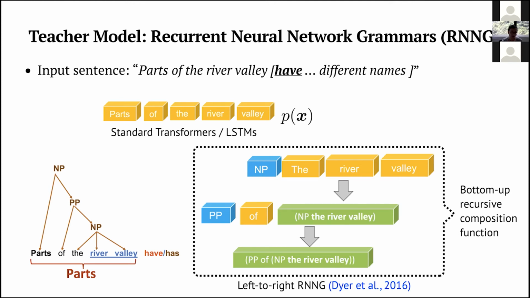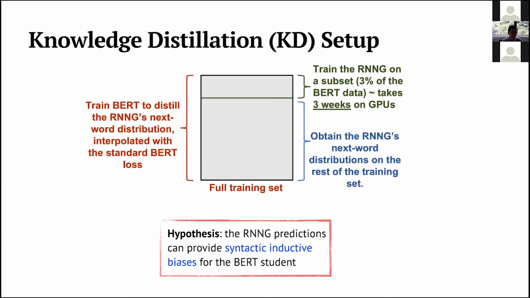So this kind of thing. It actually builds up this computational graph bottom-up recursively. So what we do is we use this model, and we train it on 3% of the whole BERT data, which includes the book corpus data plus some Wikipedia data. And it takes us 3 weeks of GPU.